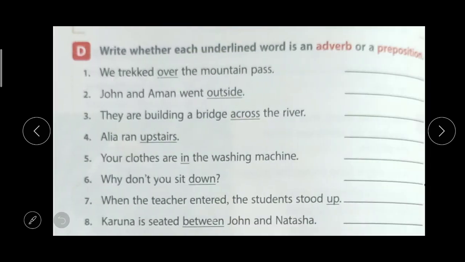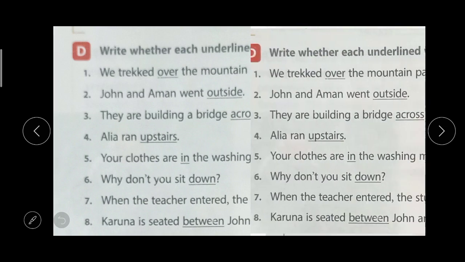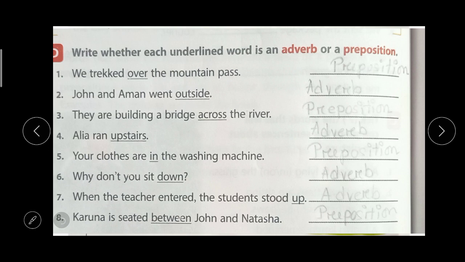Then the next exercise, that is number D. Here you have to say whether the underlined words are adverbs or prepositions. So let me show you the answer. In number 1, the underlined word is over, which is a preposition. In number 2, it is outside, which is an adverb. Number 3, it is across, which is a preposition. Number 4 is upstairs, which is an adverb. Number 5, in, which is a preposition. Number 6, down, which is an adverb. Number 7, up, which is an adverb. Number 8, between, which is a preposition.